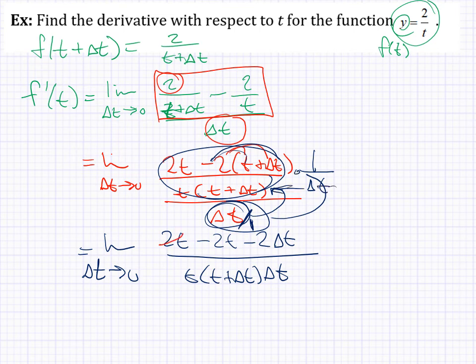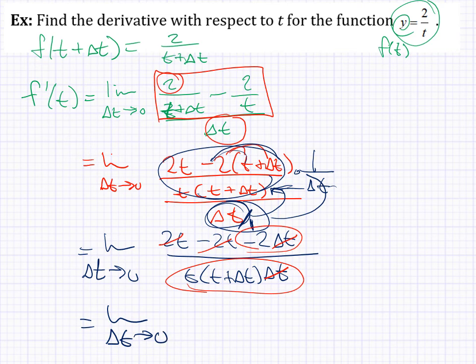All right, so what happens? 2t minus 2t, they cancel. And if they cancel, what I'm left with is this over this denominator. Well, look, this delta t here is a factor, and this delta t is a factor, so they cancel. So what do I have? I have the limit as delta t goes to 0 of minus 2 over t times t plus delta t.